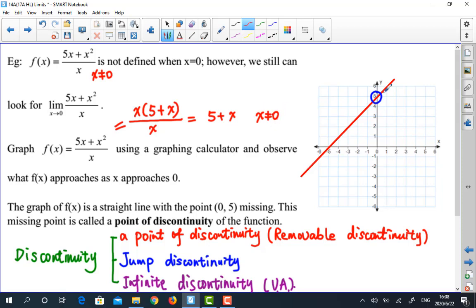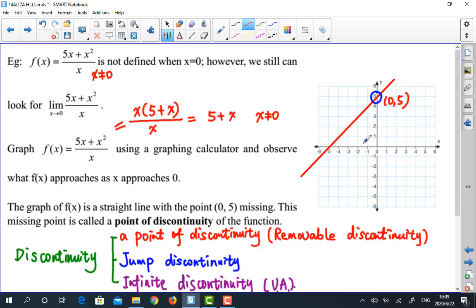That means on the straight line, I need to put an open circle at (0, 5) on this linear function graph. Why can this point not be defined? X cannot be defined for this rational function, and this simplified function is equivalent to this one. Therefore, this one doesn't have x equals 0 either. But we still can examine the behavior of the graph around this point.